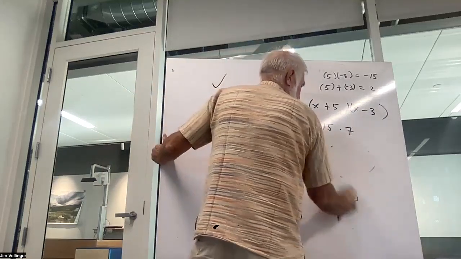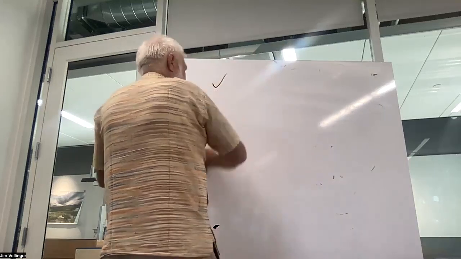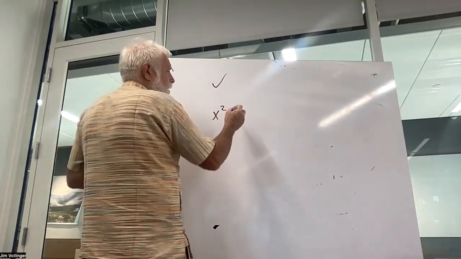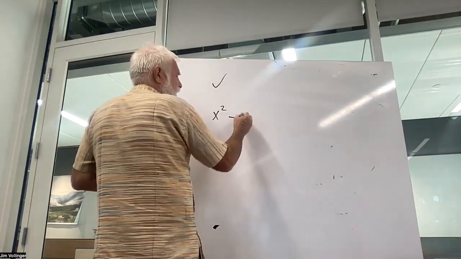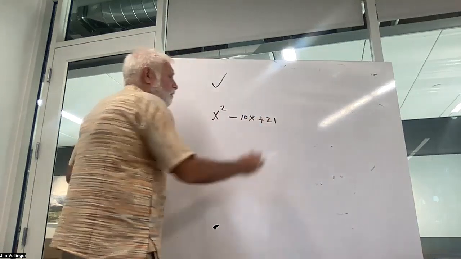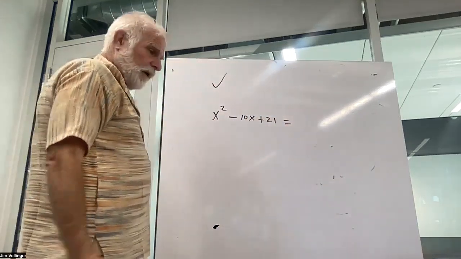And that was our first one. Here come 4 more. You pause the video and see if you can get it. So let's look at x squared minus 10x plus 21. We want to write that as a product. Okay, so pause the video.